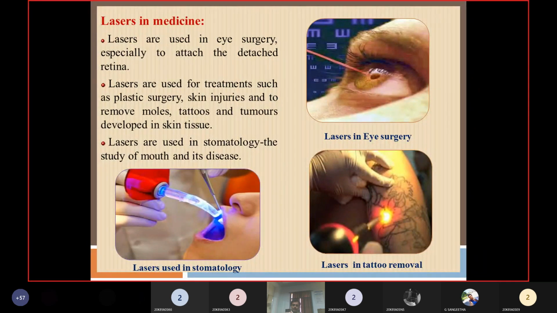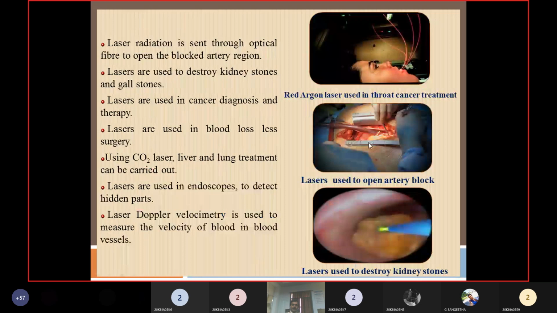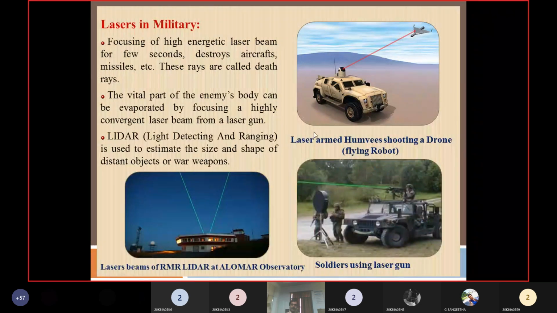Now in medicine also, many applications are there. Eye surgery, stomatology and tattoo removal are some applications in medicine. Some more applications: therapy for throat cancer, open heart surgery, artery surgery, and destroying kidney stones. Like that, many options are there. And military applications: using laser we can destroy drones and other heavy objects. And here we can use laser guns.